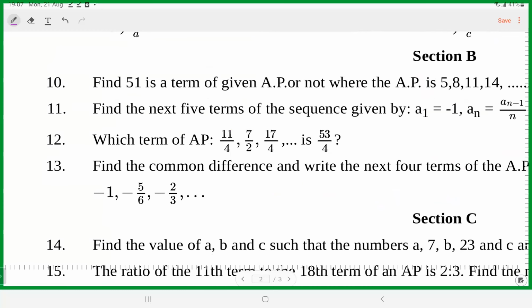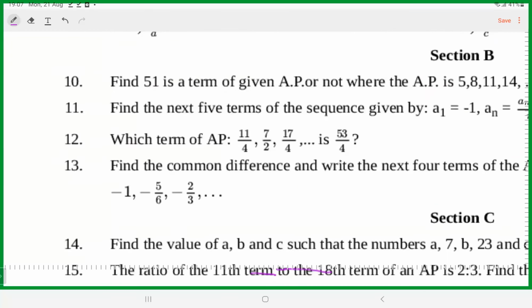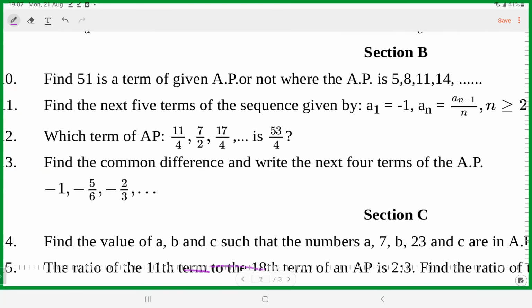Okay. So what about the 10th one? Find whether 51 is a term of the given AP or not. Tell me, is there or not? Clear? 51 is not a term of the AP, the sequence. Why? Then it's coming as a fraction, right? Okay.